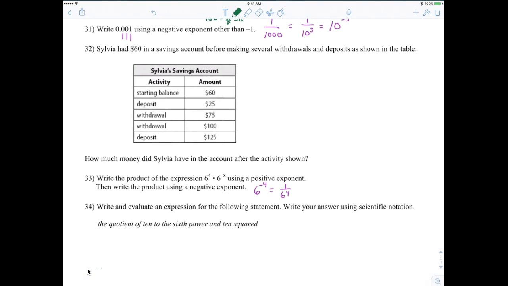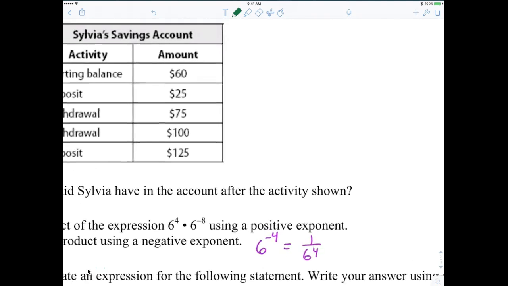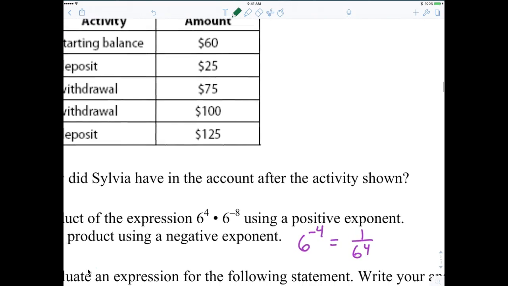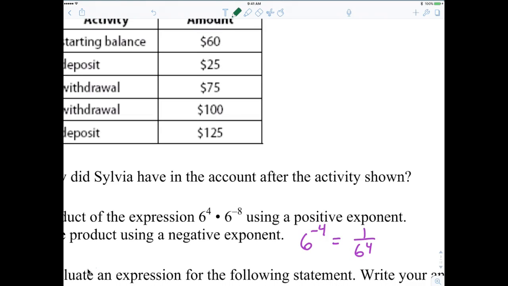Here we go. 32. It says Sylvia had $60 in her savings account before making several withdrawals and deposits. So she has 60. If you deposit, what's a deposit? You put money in. And when you withdraw, you take money out. All right, so here we go. Let's see how good you are with mental math from here. All right, stay with me.